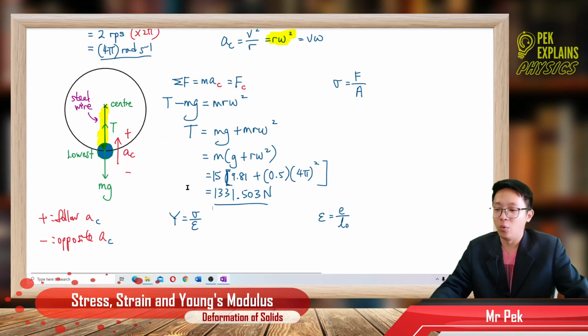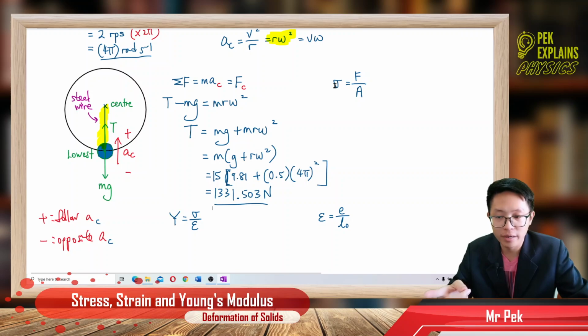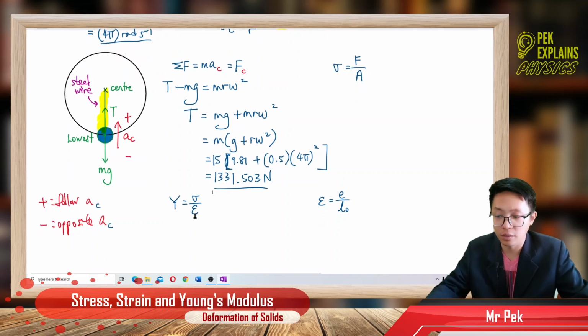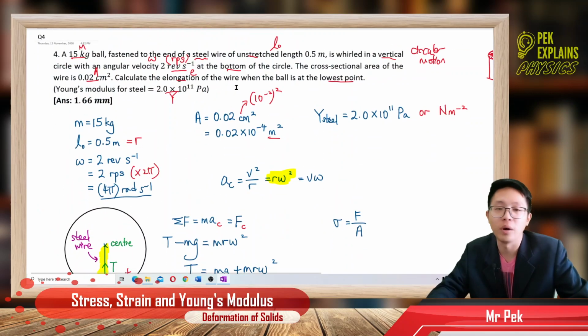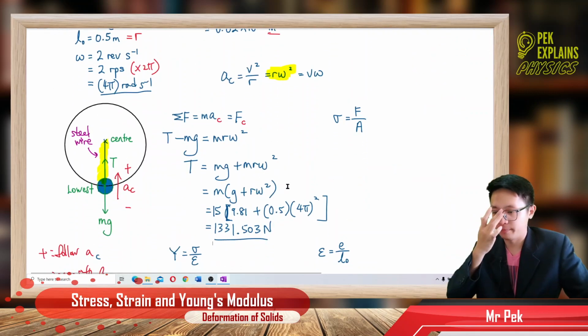Very easy. Once we have the tension in the wire, we can find the stress in the wire. When we have the stress in the wire, you can find the strain in the wire. Strain in the wire, then we can find the elongation of the wire. Finally, okay? And that's the whole picture.